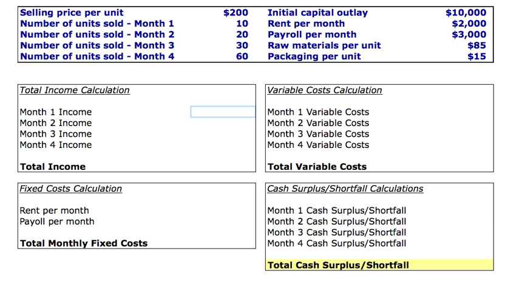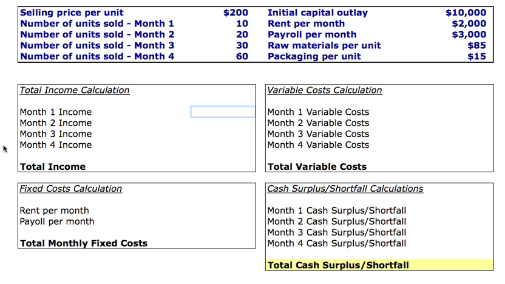In order to calculate the monthly cash surplus or shortfall numbers in this business, you have to take multiple steps before you arrive there. We're going to walk through all of the necessary calculations that will get you to the monthly cash surplus and shortfall numbers.